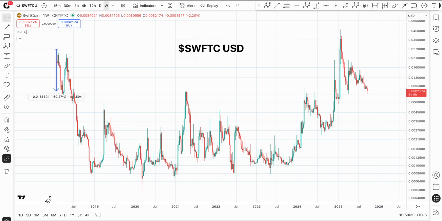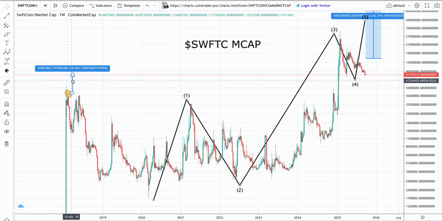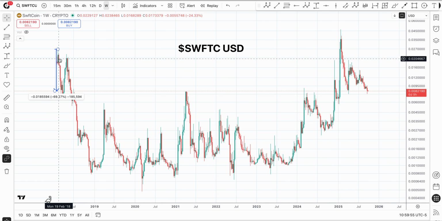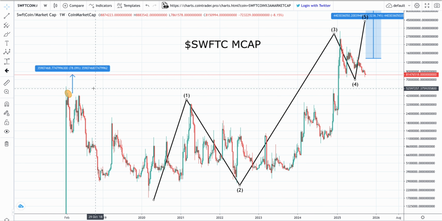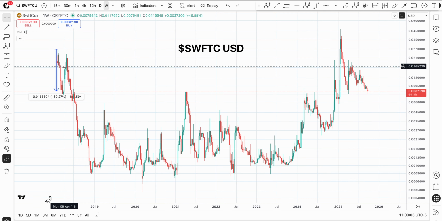I have SwftCoin, SWFTC, up on the screen. This is the USD price chart. One thing I want to call out here is if we go back to this moment in time, back to February 12th of 2018, right now the price is down around 70%, 69.27%. If I flip over to the market cap chart, that same moment in time, the market cap is up 78%. So the price is down, market cap is up, meaning there's more dollars in SwftCoin now than there was back in 2018 at that same moment in time, even though the price is lower.